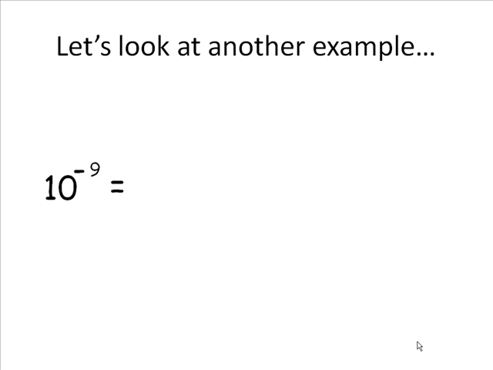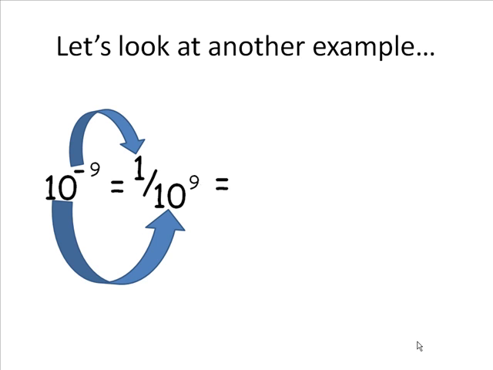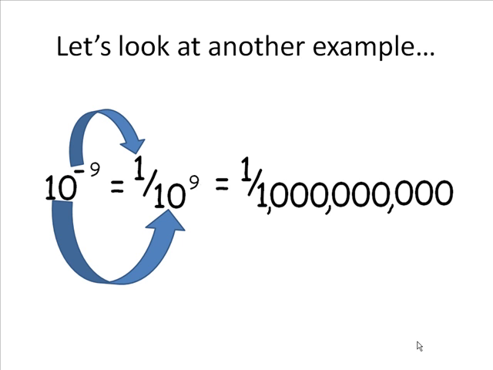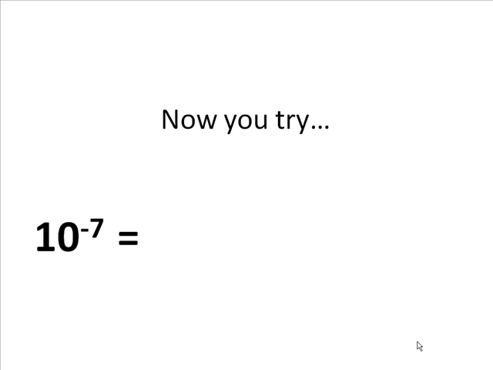We'll take a look at 10 to the negative 9. The negative means that I have 1 in the numerator, and the 9 means that in the denominator I have 10 to the 9th. And that's 1 over 1 billion, 9 zeros. In the English language, we refer to that as billion, but in other languages, they refer to that as a milliard. Now, you try it. Stop the video and try to come up with what the answer is. Then check yourself.